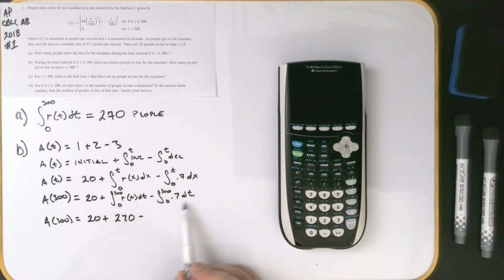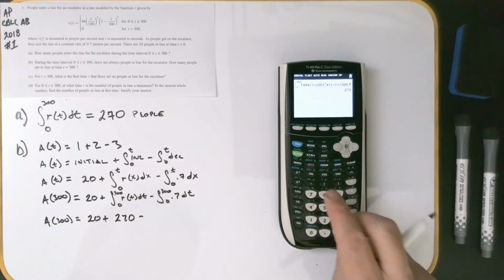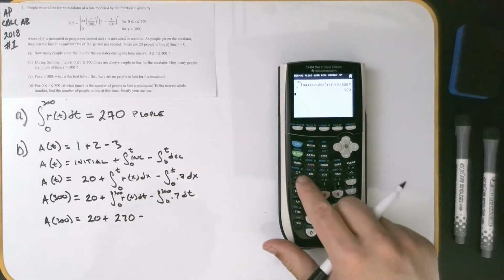If you didn't notice that, you can just put that in your calculator. But in either case, you're going to get 0.7 times 300, and 0.7 times 300, you're going to get a nice clean number. And we'll just put that over here. Actually, we'll go ahead and just throw the whole thing in there.